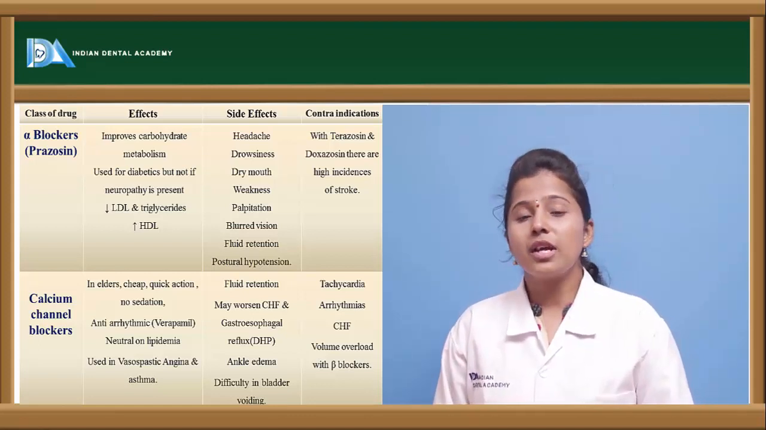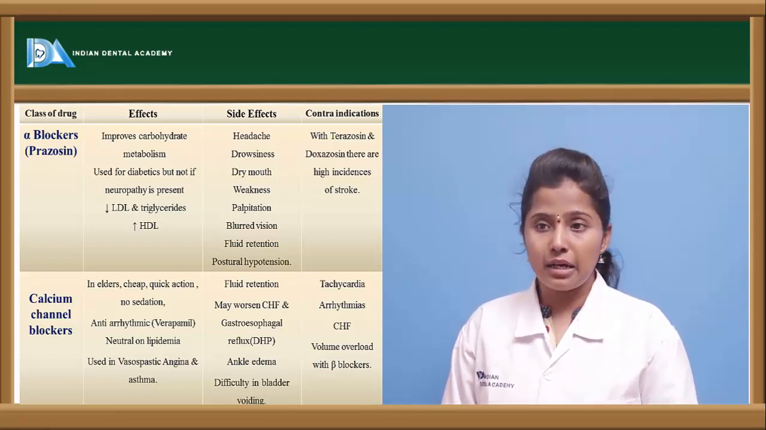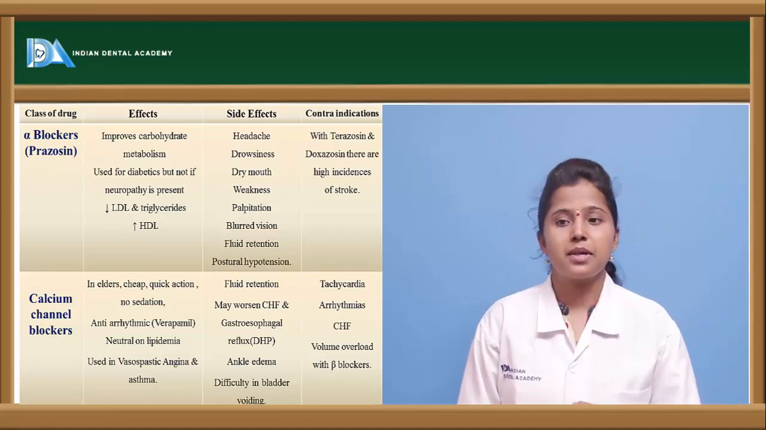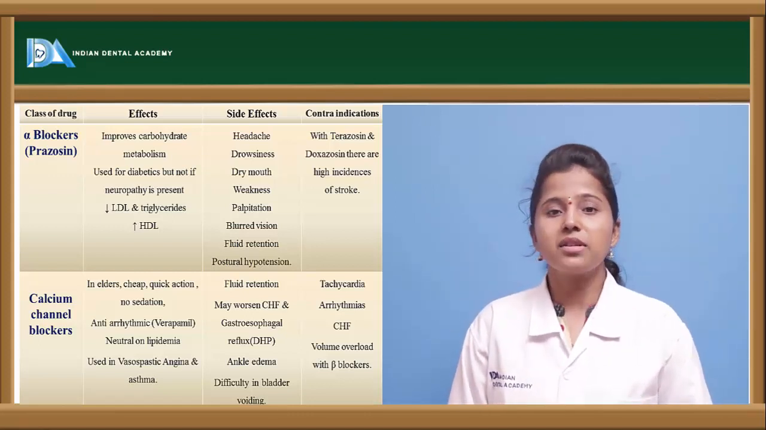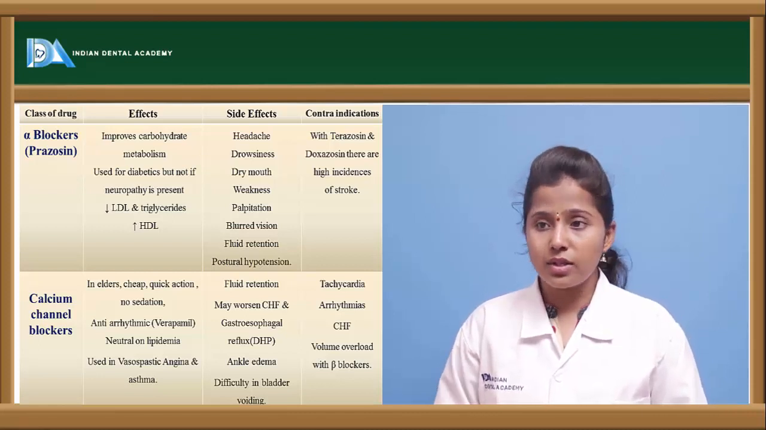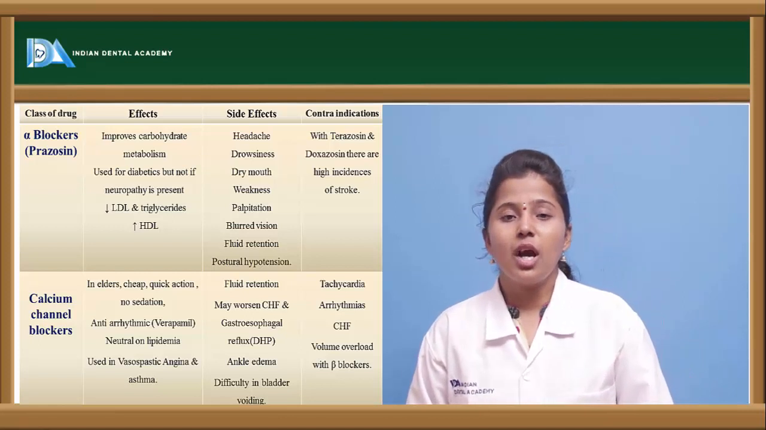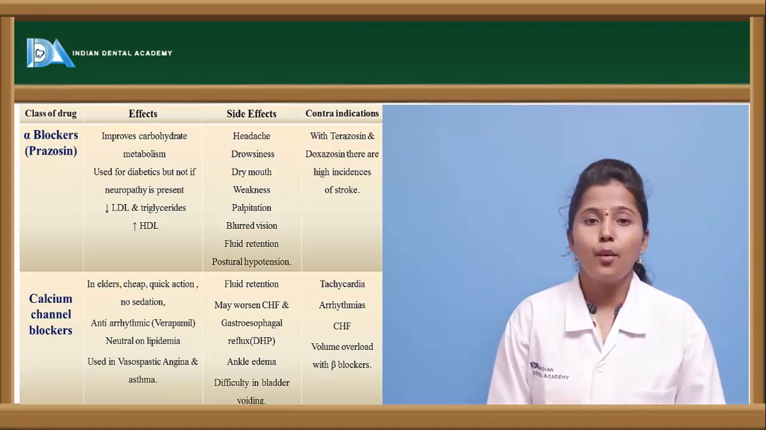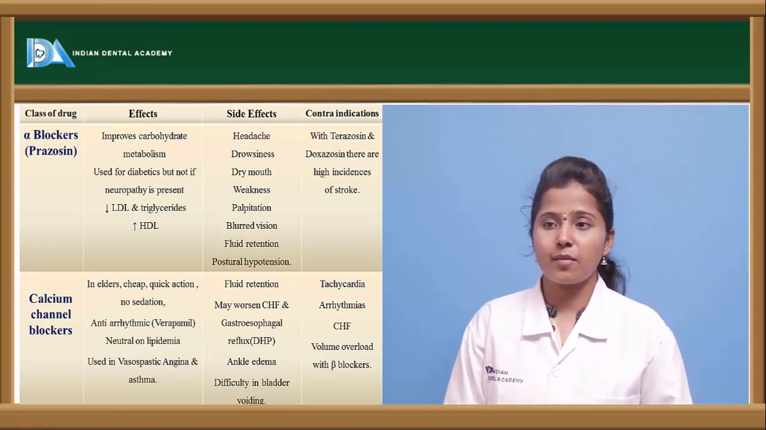And alpha blocking drugs produce the effect of decreased LDL levels and triglycerides and increased HDL, which is a very good sign. And side effects. What are the side effects of these alpha blockers? Common side effects like headache, drowsiness, dry mouth, weakness, palpitation, blurred vision, fluid retention and postural hypotension can be observed as side effects of alpha blockers.